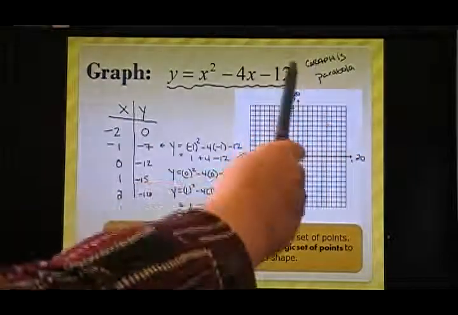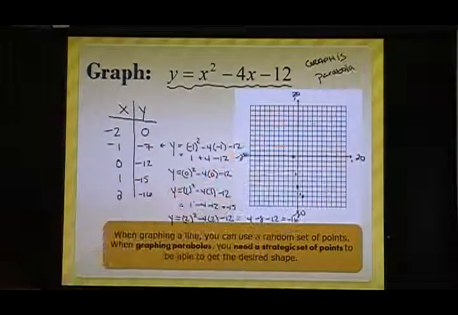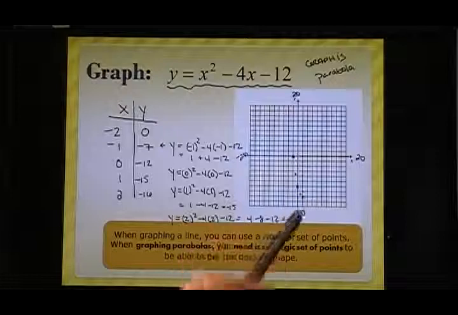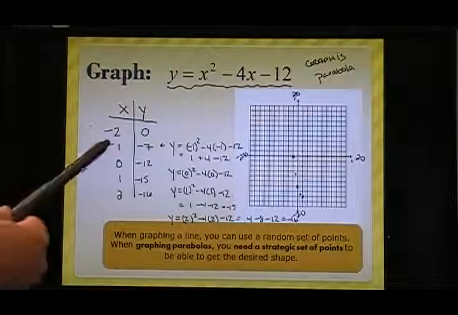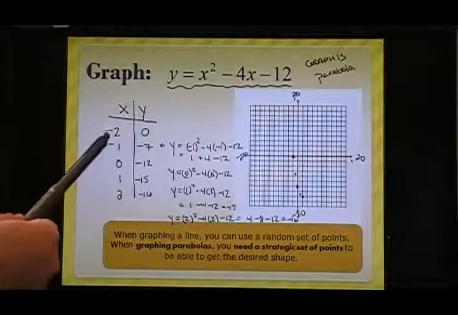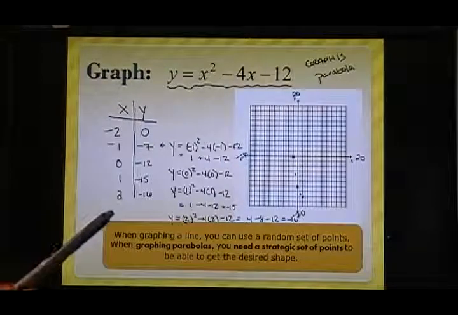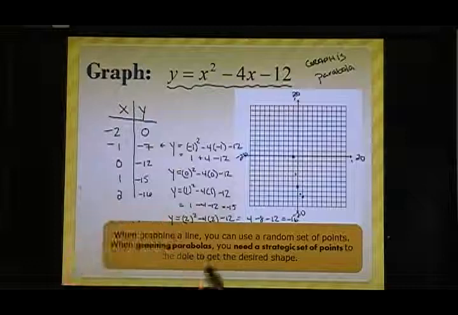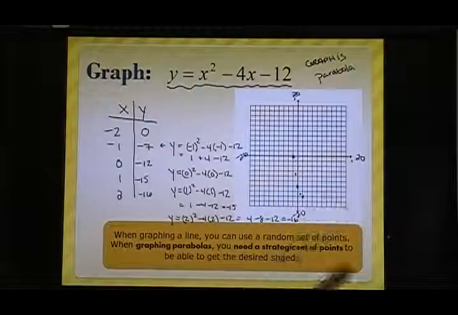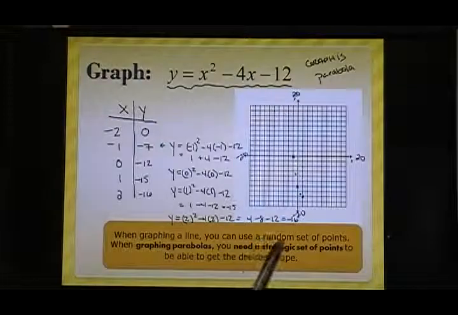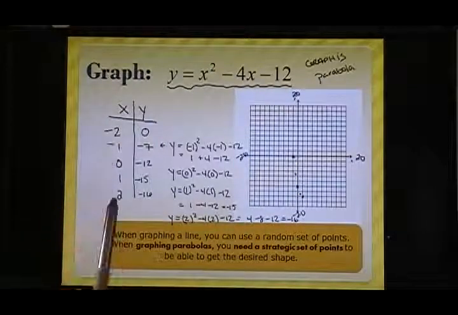What I should be seeing is a parabola. The reason that I'm not is because, yes, it's sufficient when you're graphing a line to just use -2, -1, 0, 1, 2. But when you start getting into these different shapes, these U shapes, the parabolas, the V's, the whatever, you cannot just use this random set of points.